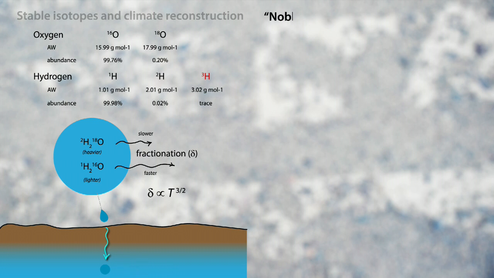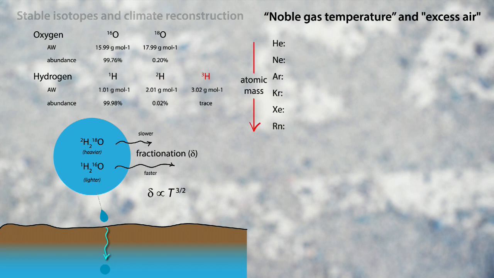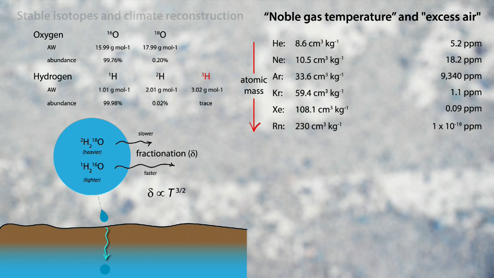Another proxy measurement for temperature involves the noble gases: helium, neon, argon, krypton, xenon, and radon, shown here in order of atomic mass from lightest to heaviest. These gases are present naturally in the atmosphere, with argon and neon being the most abundant. Xenon and radon are present only in trace amounts. These gases can serve as a temperature proxy because solubilities of all gases in water increase with temperature. However, the solubilities differ between the noble gases, with solubility increasing with atomic mass.